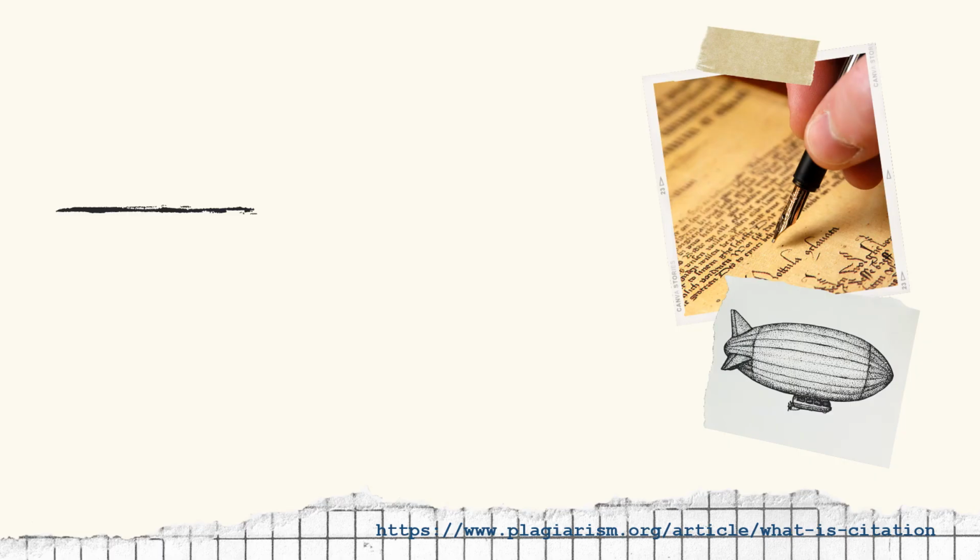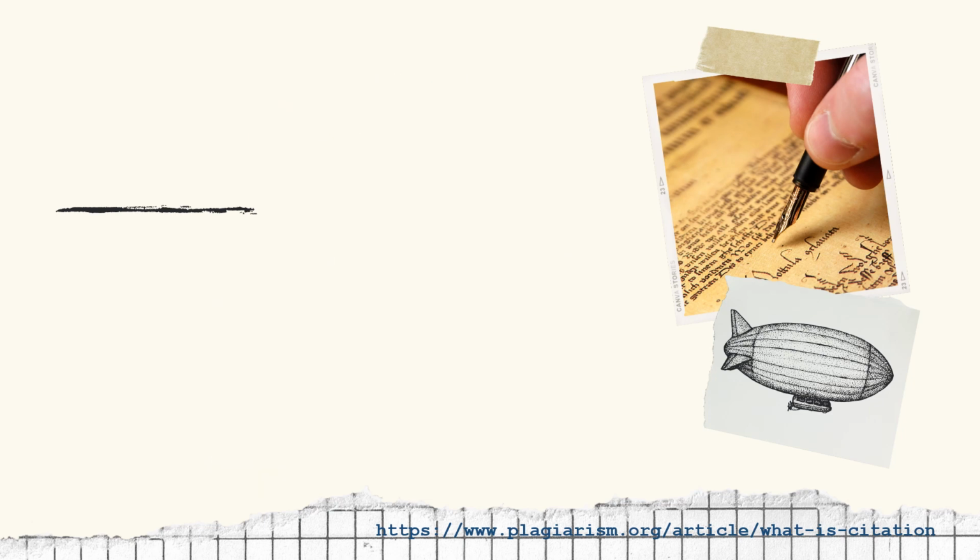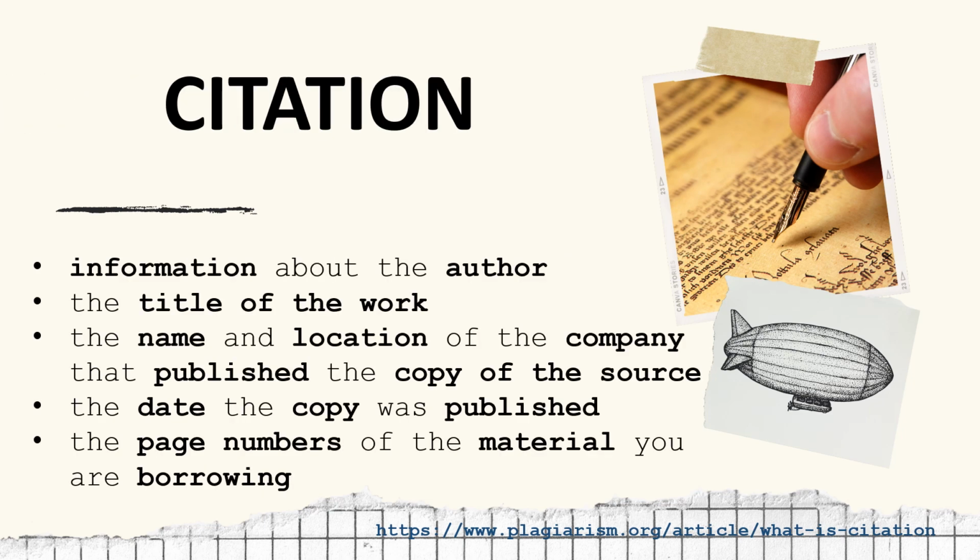Now, to be able to get away from plagiarism, you have to learn citation. Citation talks about giving your readers an idea that the materials in your paper, information in your paper came from another source and not originally yours. Okay? So, for us to be able to ace citation, we have to get this information or these details.